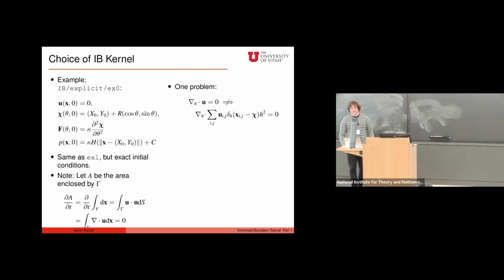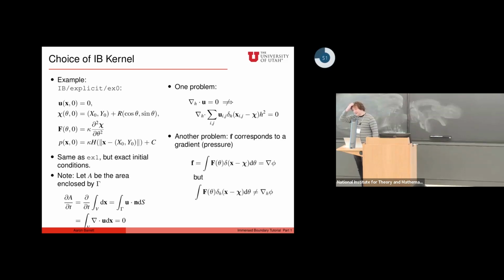Our velocity is divergence free in the continuum sense. Discretely, our velocity is divergence free. But that doesn't mean that when we interpolate our velocity with the delta function, the discrete divergence of the interpolated velocity is divergence free. So that's one problem.